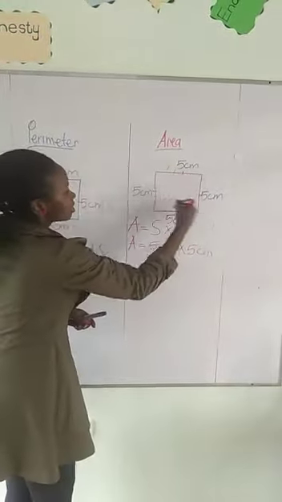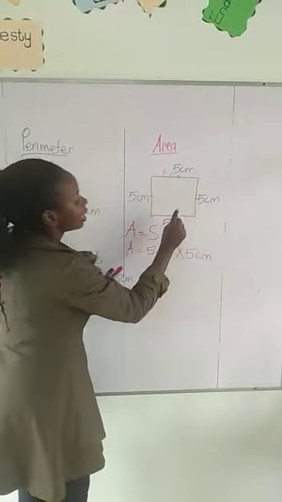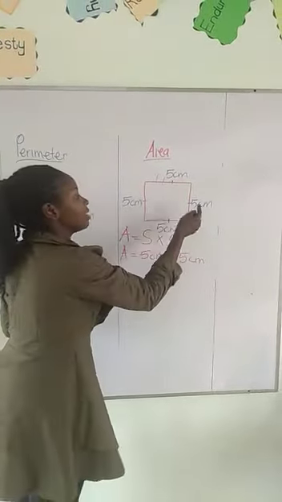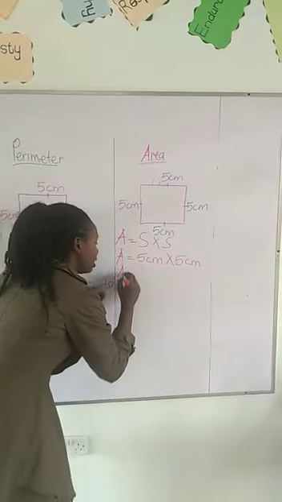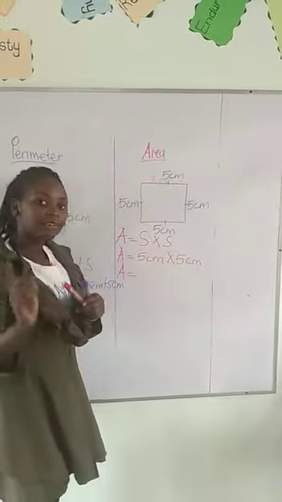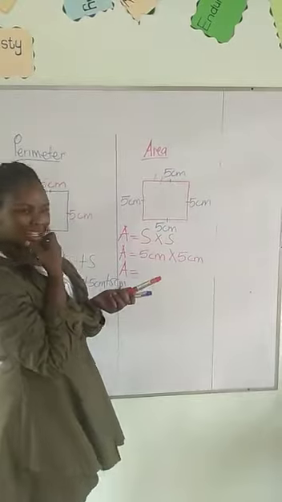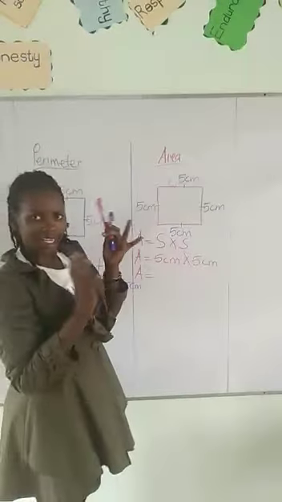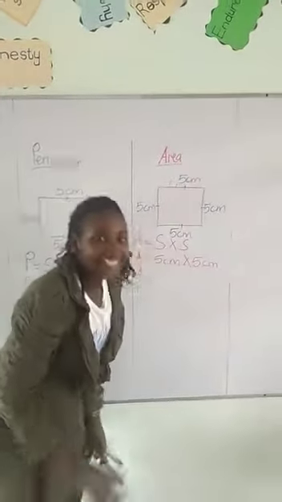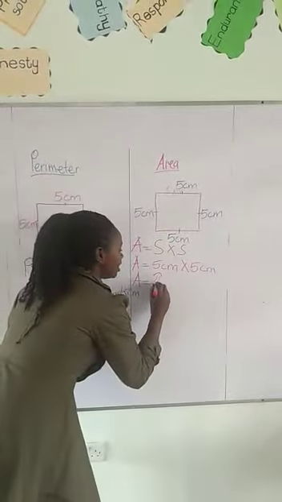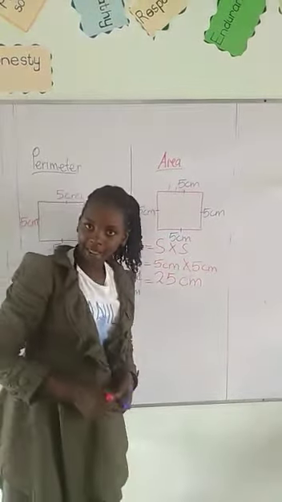Why? Since these sides are equal and I'm multiplying, not adding, that's why I'm taking only this side and this side to represent the rest of the sides. So what is the answer? Have you multiplied 5 times 5? What is the answer? Is it 5, 10, 15, 20, 25? Yes! You have it right. It is 25 centimeters. But why end there?